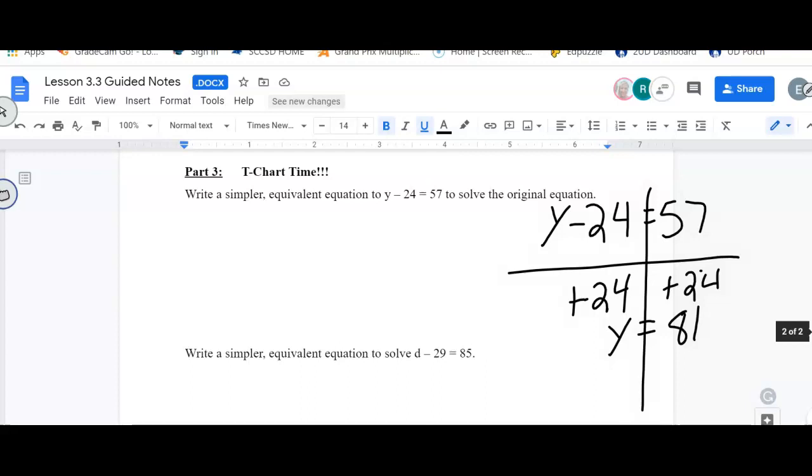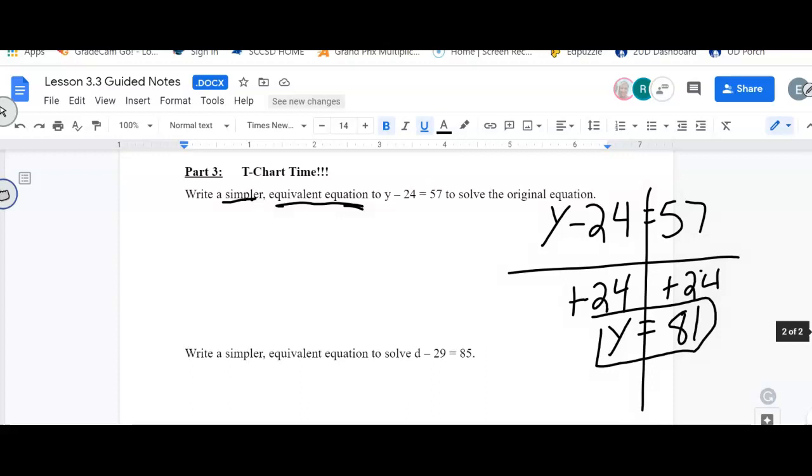We're not done yet. Okay, this is your answer though. So this y equals 81 is the simpler equivalent equation. It's simpler because we've solved for it, and it's equivalent because these two have the same value, and it's an equation because they have equal signs. Does everyone see that? You're not opening your Chromebook. Close it.